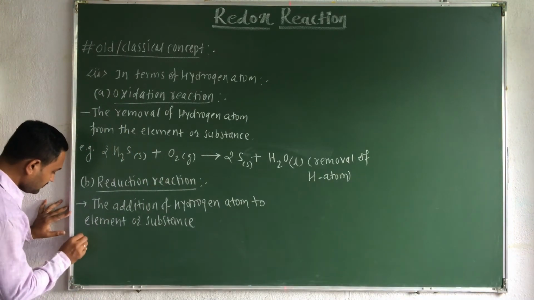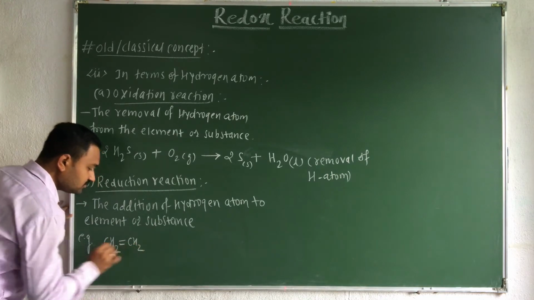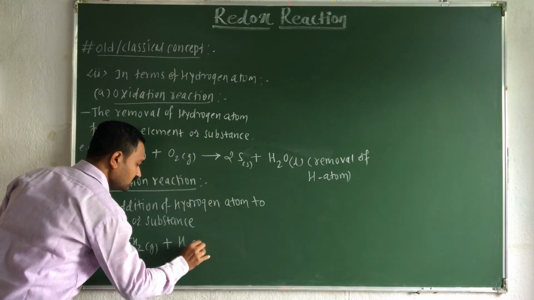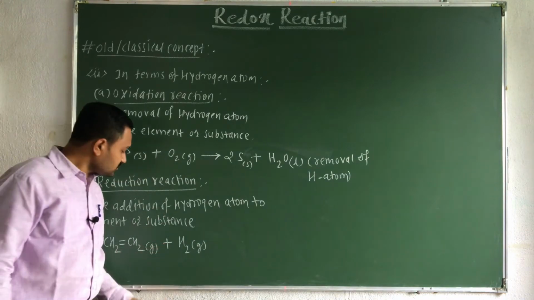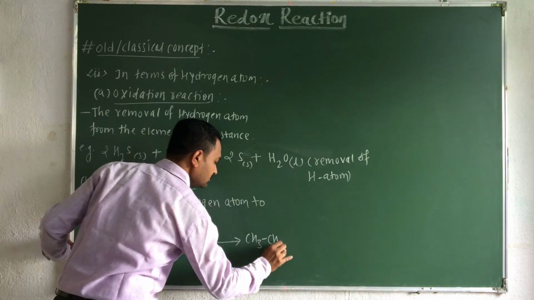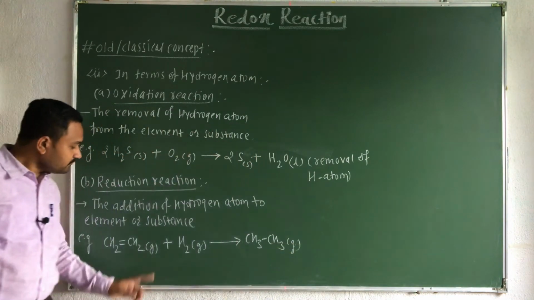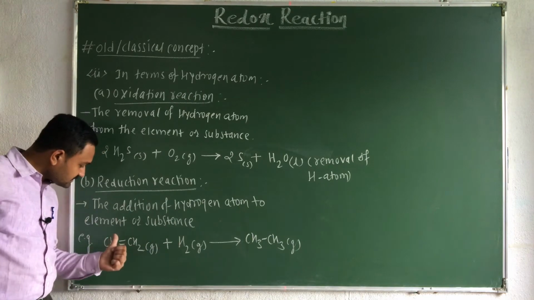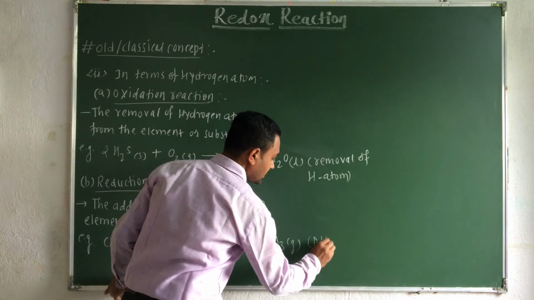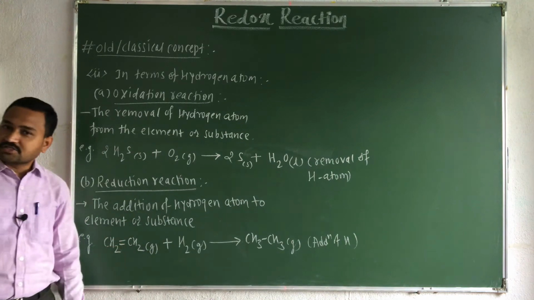For example, CH2 double bond CH2, that is nothing but your ethylene, plus H2, that is your hydrogen gas. So when the ethylene reacts with the hydrogen gas, it gives ethane, CH3 CH3. In this particular reaction, the two hydrogen atoms from your hydrogen gas are added across this double bond. As there is addition of hydrogen, hence this reaction is known as a reduction reaction.